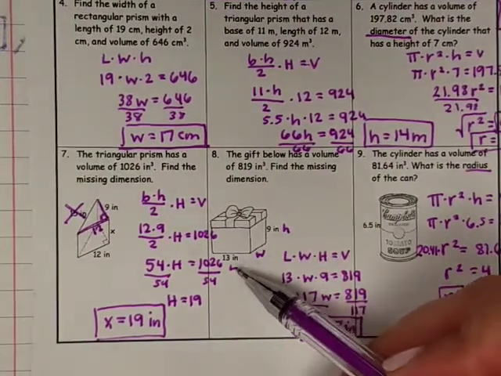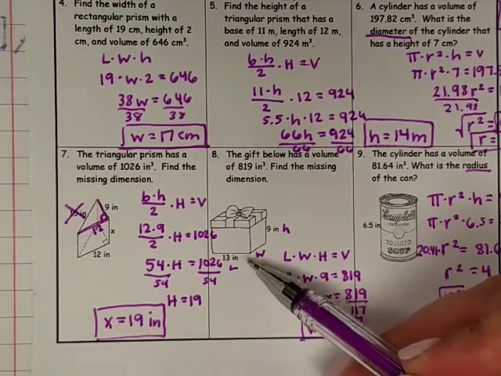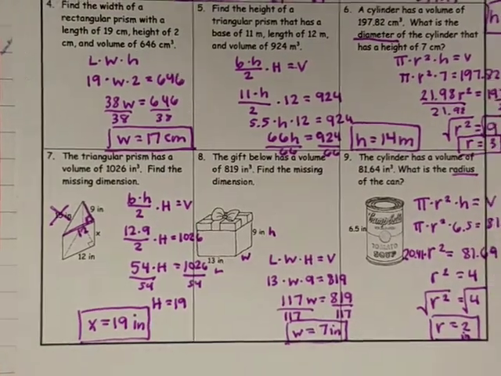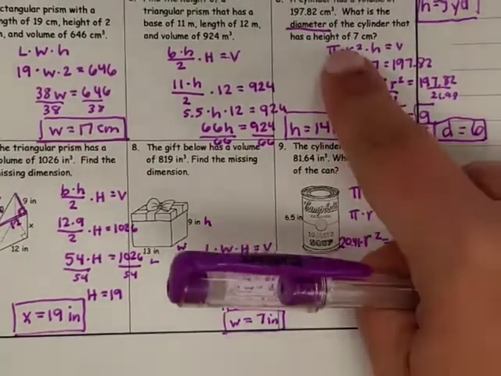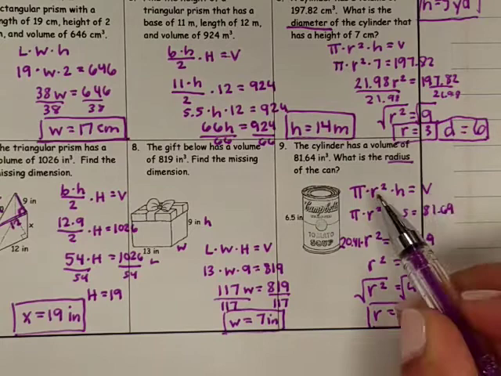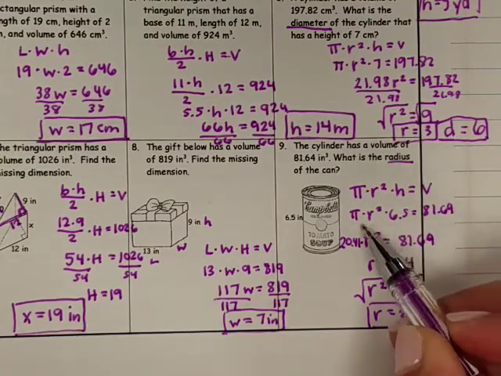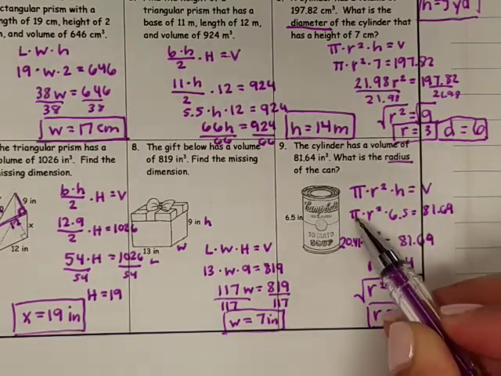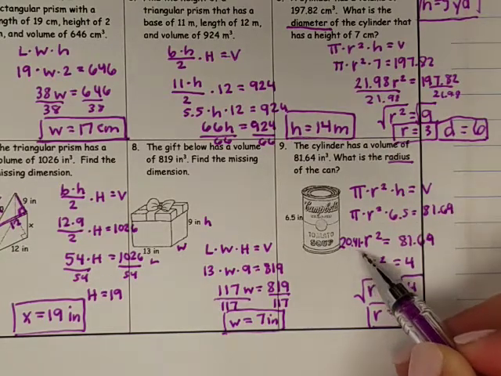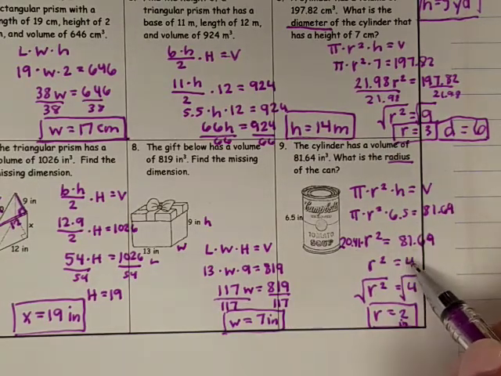Number 8, my length is 13, my width was missing, and then my height was 9, and I solved it and I got 7. And then this one is very similar to number 6. So you set up your formula, pi times radius squared times h, filled in your information. I multiplied pi times 6.5, and I got 20.41, divided both sides by 20.41 and got 4.